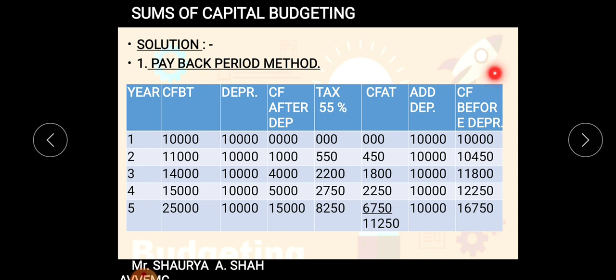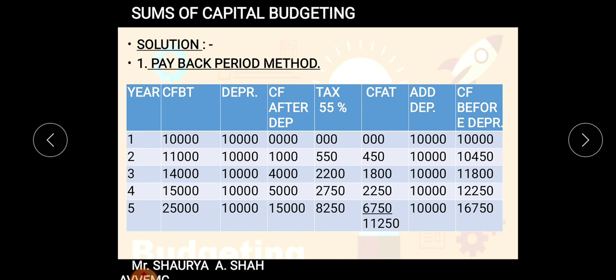The final column you need is cash flow before depreciation. So 10,000, you need to add it, right? 0 plus 10,000 is 10,000. 450 plus 10,000 is 10,450. 1800 plus 10,000 gives me 11,800. So on and so forth, you will calculate the column. I suppose it is clear, every student.